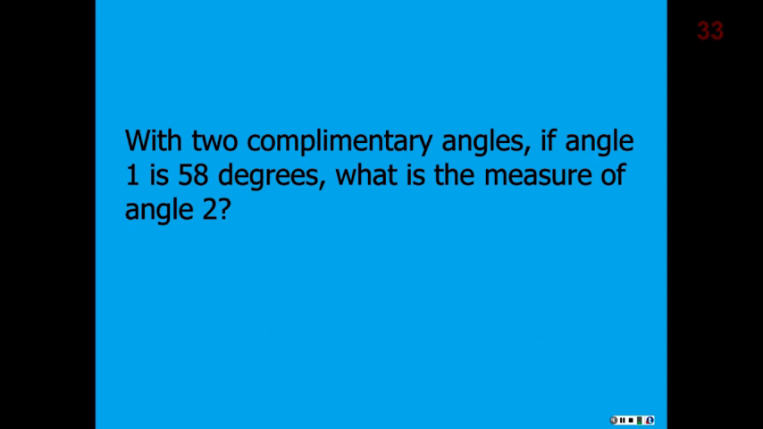With two complementary angles, if angle 1 is 58 degrees, what's angle 2? How'd you get 42, Pont Santana? Good. Okay, 32 degrees. Take 90, subtract 58 degrees, you get 32 degrees because they're complementary.